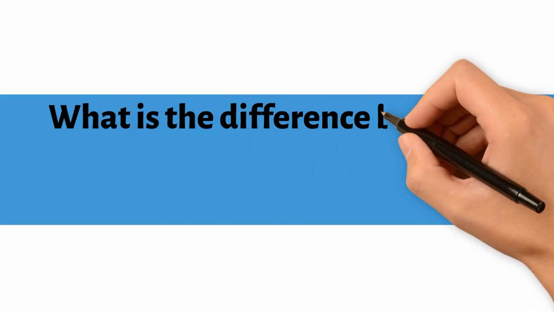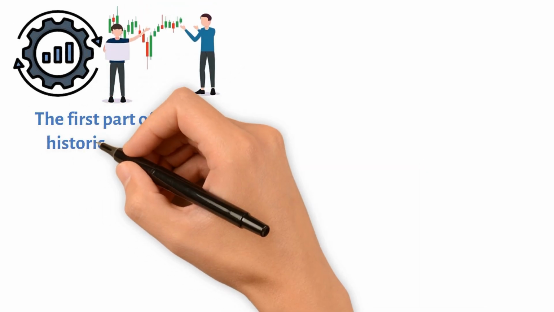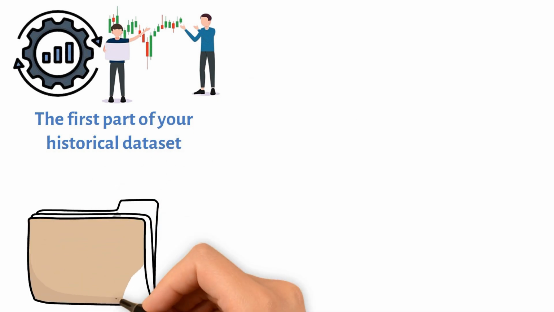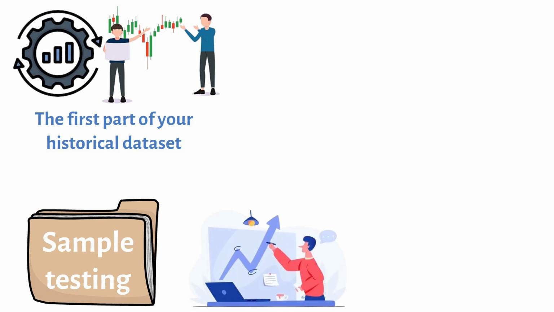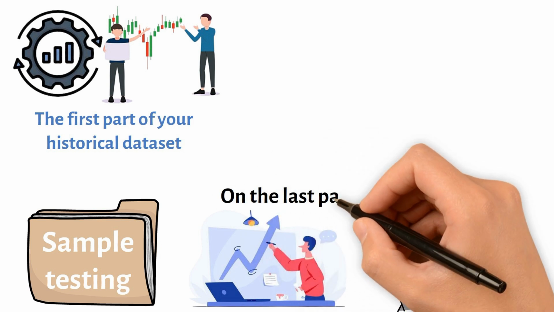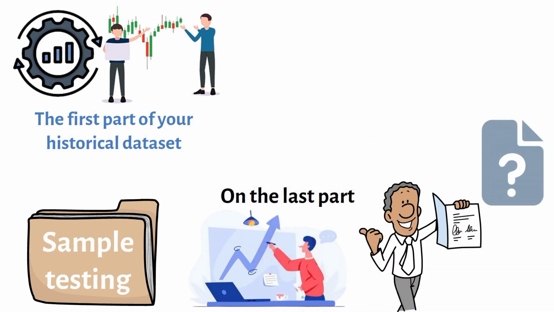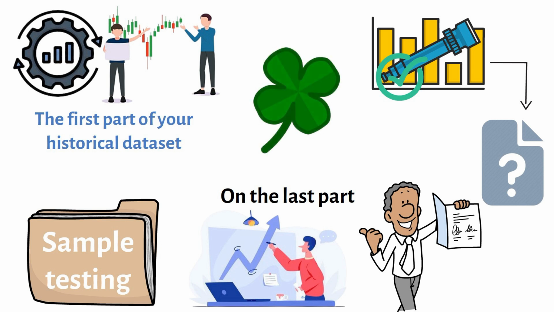What's the difference between in-sample and out-of-sample backtesting? In-sample backtesting involves optimizing and testing a trading strategy using only the first part of your historical dataset. The remaining part of the dataset is used for out-of-sample testing. Out-of-sample backtesting is when you use the trading rules obtained from the in-sample test and apply them on the last part, which is unknown data. By doing this, you see how well the strategy performs on future unknown data. This helps verify if the strategy has predictive power or happened due to luck or chance.